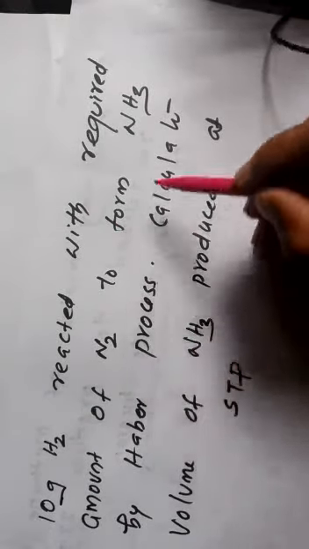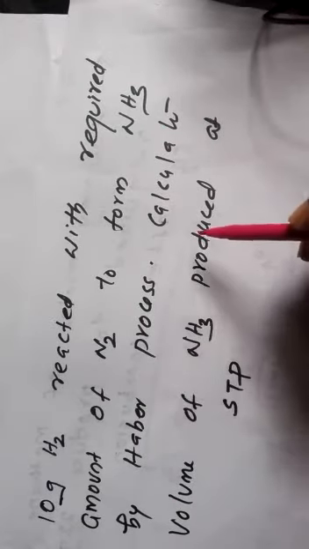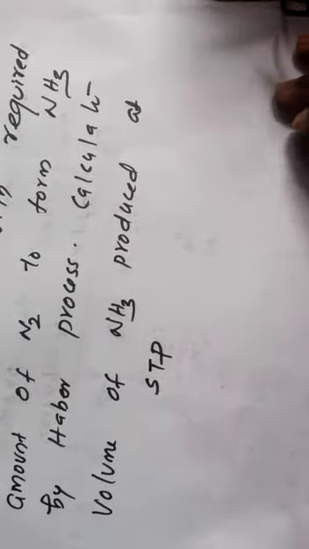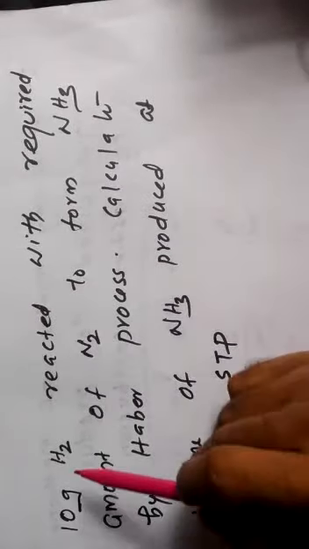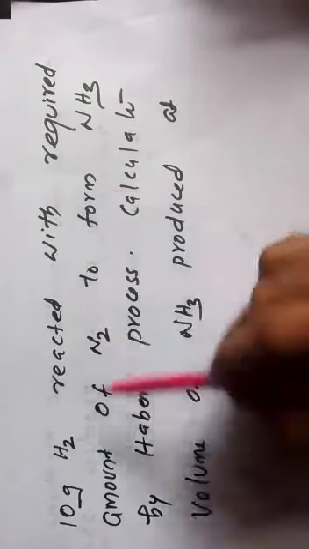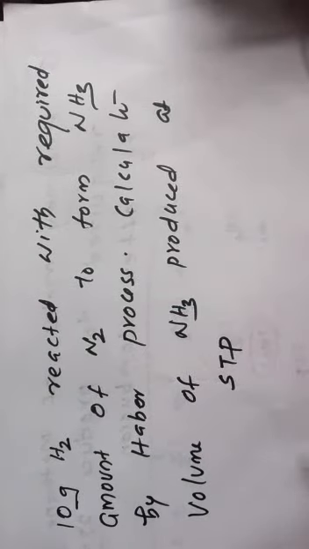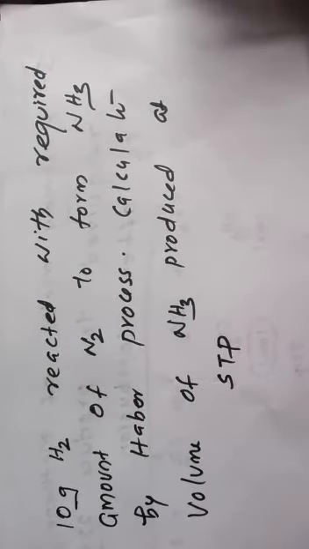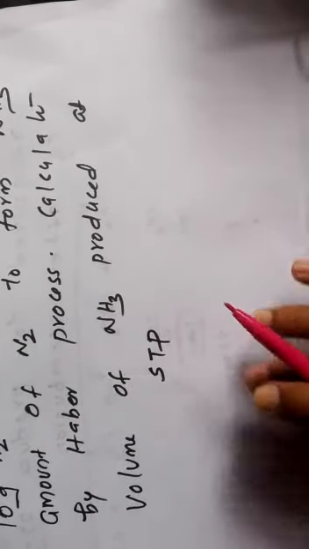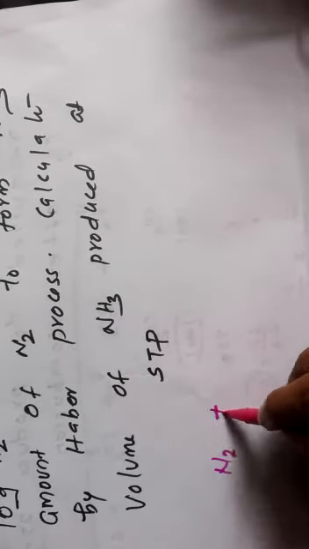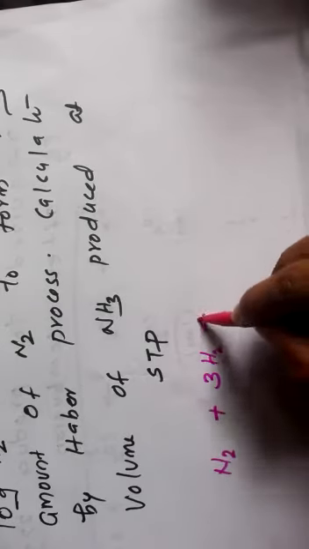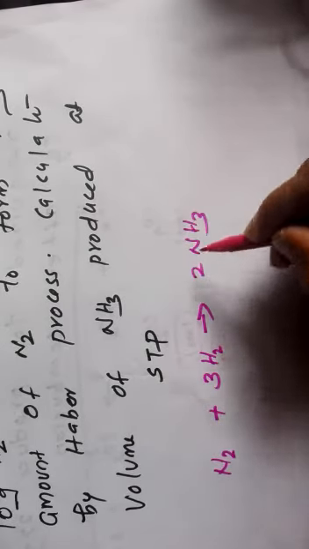10 gram H2 reacted with the required amount of N2 to form NH3 by Haber process. Calculate the volume of NH3 produced at STP. This is our reaction: N2 plus 3H2 gives 2NH3. Everybody should know this by heart.